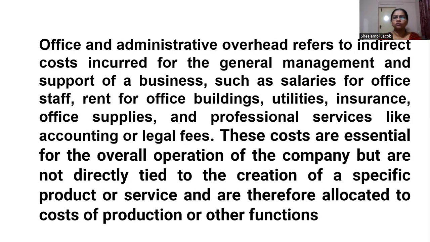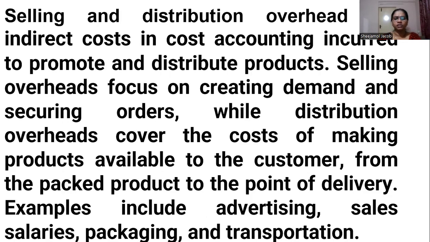The next overhead is office and administration overheads. It is also indirect expenses incurred for the general management which supports a business. The salaries of the office staff, rent for office building, utilities, insurance, office supplies, professional services like accounting or legal fees, etc., come under office and administration expenses. These costs are essential for the overall operation of the company, but are not directly tied to the creation of a specific product or service and are therefore allocated to cost of production or other functions.